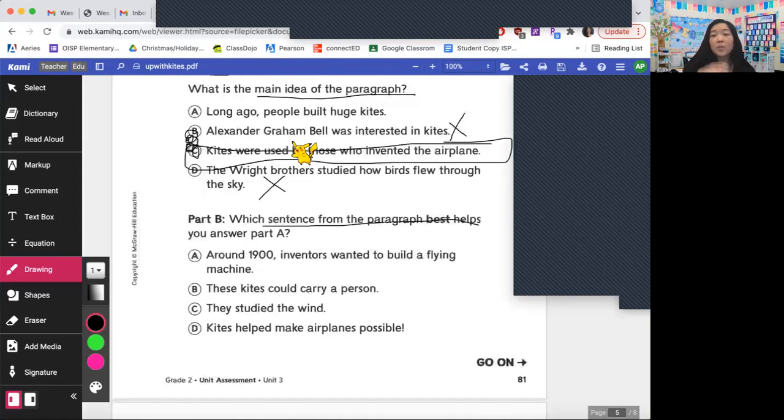Now, which sentence from the paragraph best helps you answer part A? So which one tells us, so we know the main idea is kites were used by those who invented the airplane. So which of those tells us that? Around 1900, inventors wanted to build a flying machine. These kites could carry a person. They studied the wind. Kites helped make airplanes possible. Which one of those tells us how studying kites helped build airplanes?